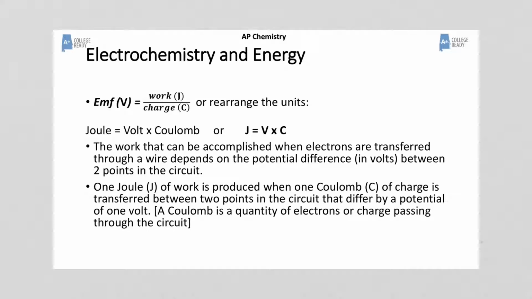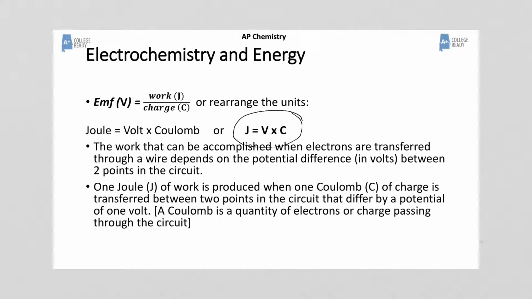And I'll just read this next statement. The work that can be accomplished when electrons are transferred through a wire depends on the potential difference, that's that EMF, in volts between 2 points in the circuit. And then 1 joule of work is produced when 1 coulomb of charge is transferred between 2 points in the circuit that differ by a potential of 1 volt. And a coulomb is just that quantity of electrons, which is charges that are passing through the circuit. So just kind of background information. You just need to understand this unit relationship.